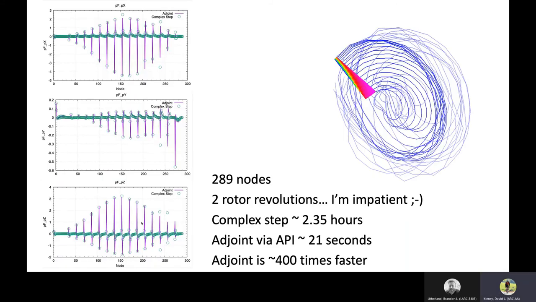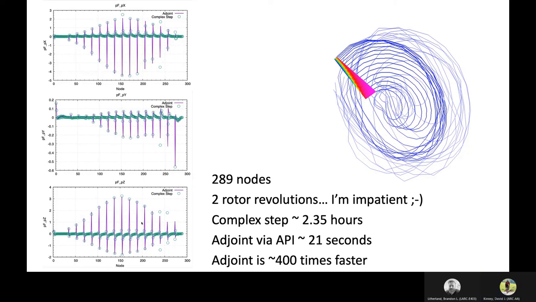So again, 289 nodes, like I said, it's a single bladed rotor. Mostly because when you run this on my laptop with complex step, it takes nearly 2.5 hours to chug through all the gradients. It's running this 289 times 3 times to do the complex step, and it's an unsteady time-accurate analysis. It's only doing 2 rotations of the rotor blade, which probably isn't enough, but it's good enough to validate the adjoint. Running the adjoint for the same problem takes 21 seconds on my laptop. So it's like 400 times faster, and you can start to see why you'd want to have the adjoint capability. Whether it be a steady state or an unsteady problem, 21 seconds versus 2.35 hours is a huge difference.